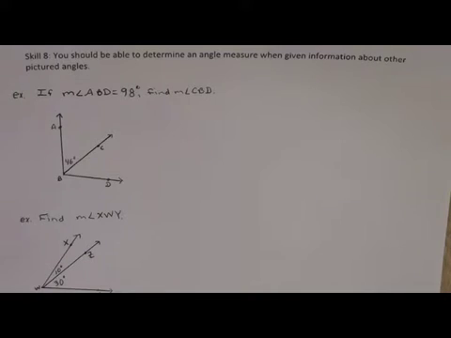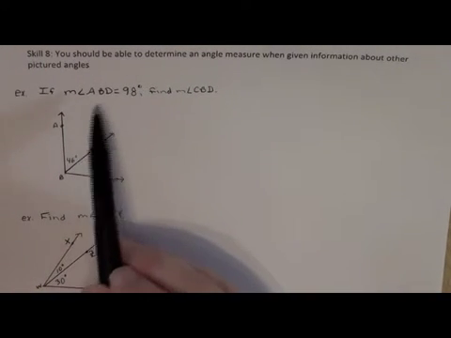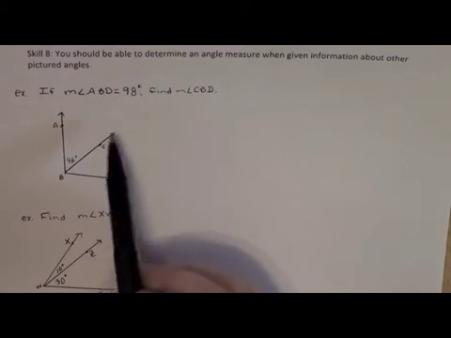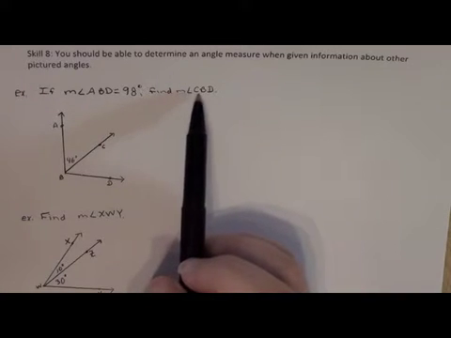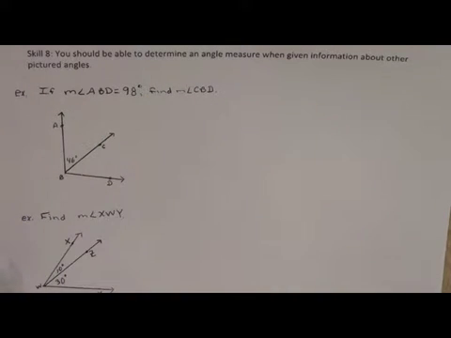Geometry 1, Chapter 1 Test, Skill 8. You should be able to determine an angle measure when given information about other pictured angles. So the first example. If the measure of angle ABD equals 98 degrees, find the measure of angle CBD.